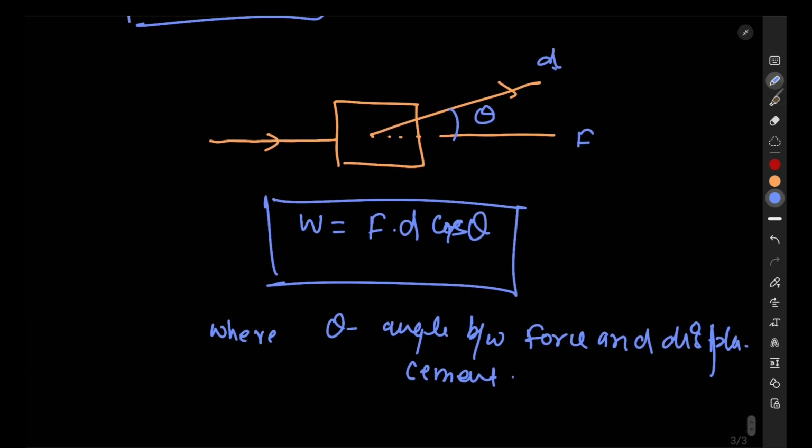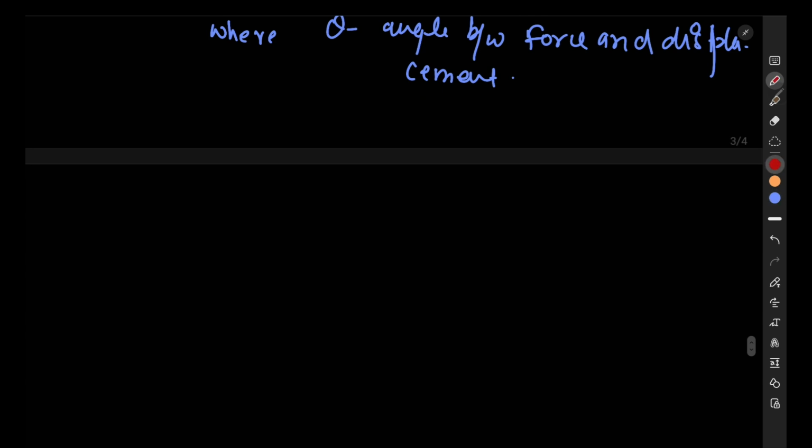Okay, now let's talk about units, especially the SI unit. The SI unit of work is joule. You have noticed that joule is also a unit of energy. In all kinds of energies and work done, these all have the same unit and the same dimensions, that is joule.